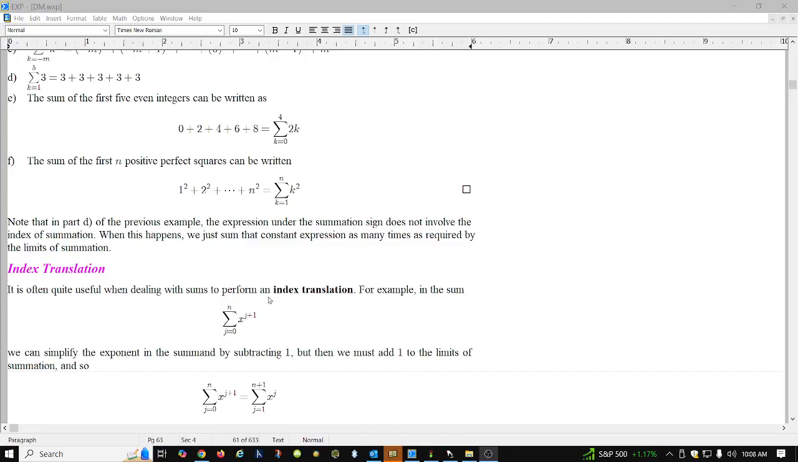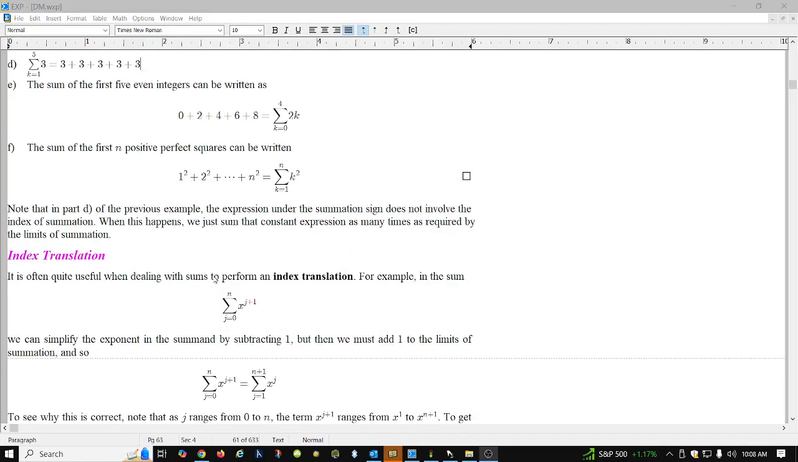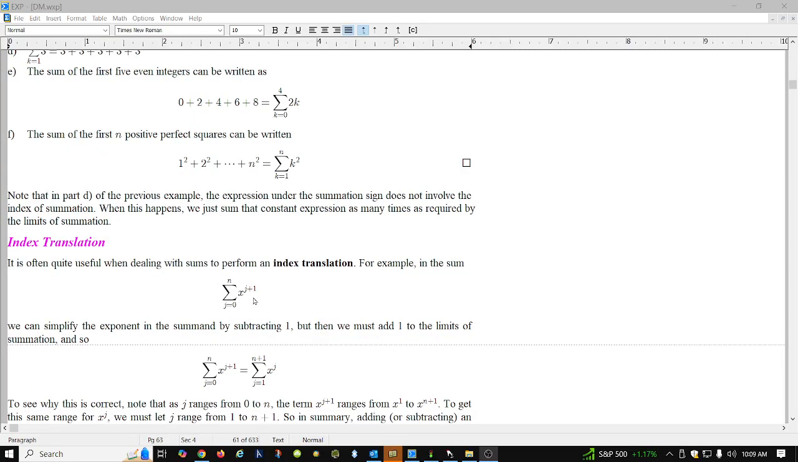There is a quite useful technique when dealing with summations written in summation notation that's called index translation, and that's my name. I don't know if anybody else would use that term. It's probably not standard, but it is descriptive. So let's take a look at this sum, for example. You might be annoyed by the fact that the exponent is j plus 1 and not simply just j.